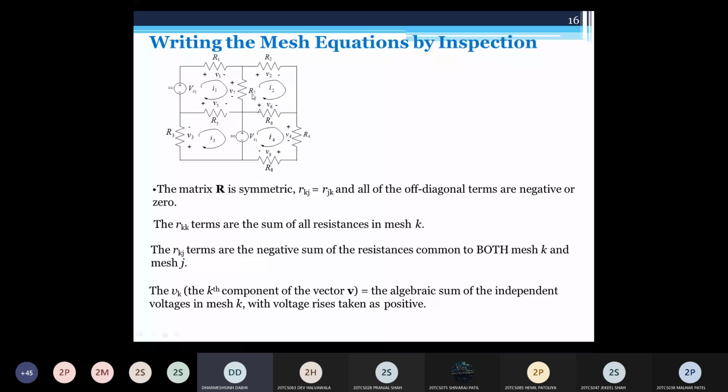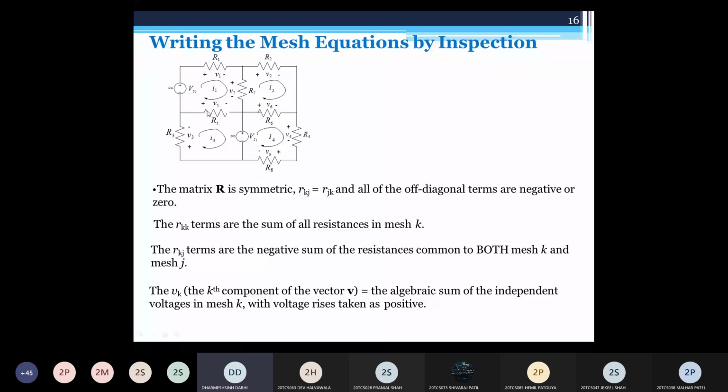So RKJ terms are negative, and which is the sum of resistance which is common to both the mesh K and mesh J. Suppose this is mesh K and suppose this is mesh J. So between that common resistance is R7. So that term, RKJ term, is minus R7. It may be possible there are more than one resistance. So if there are more than one resistance, then this term is the sum of all the common resistance, and that must be negative. Same way for the voltage.